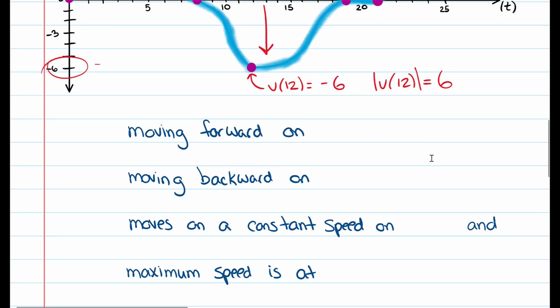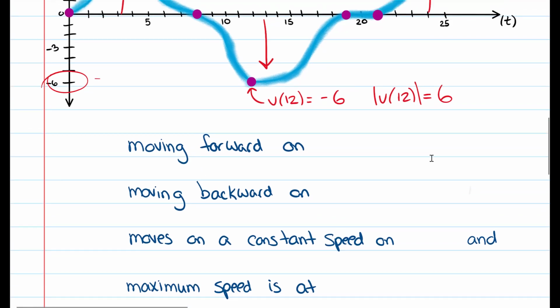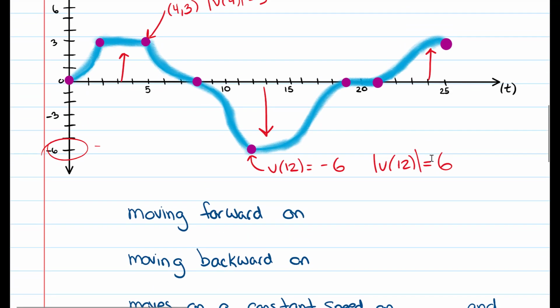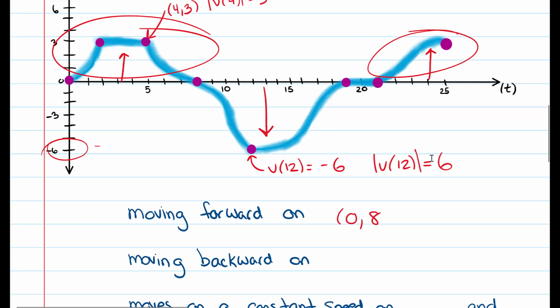So now we're going to analyze it and talk about where we're moving forward, where we're moving backward, and so on. So we're moving forward on the intervals, well, we have to look at wherever we're positive. So we're positive here, and we're positive here. So we're moving forward on the interval 0 to 8, and from 21 to 25.